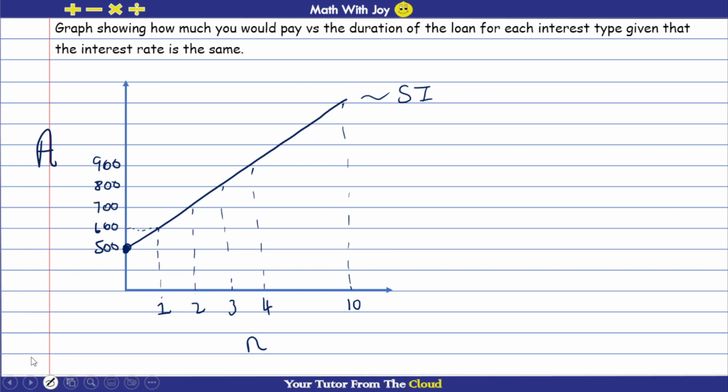If you are charged compound interest, it starts off slow. Starts off slow, okay, let's draw it like this.